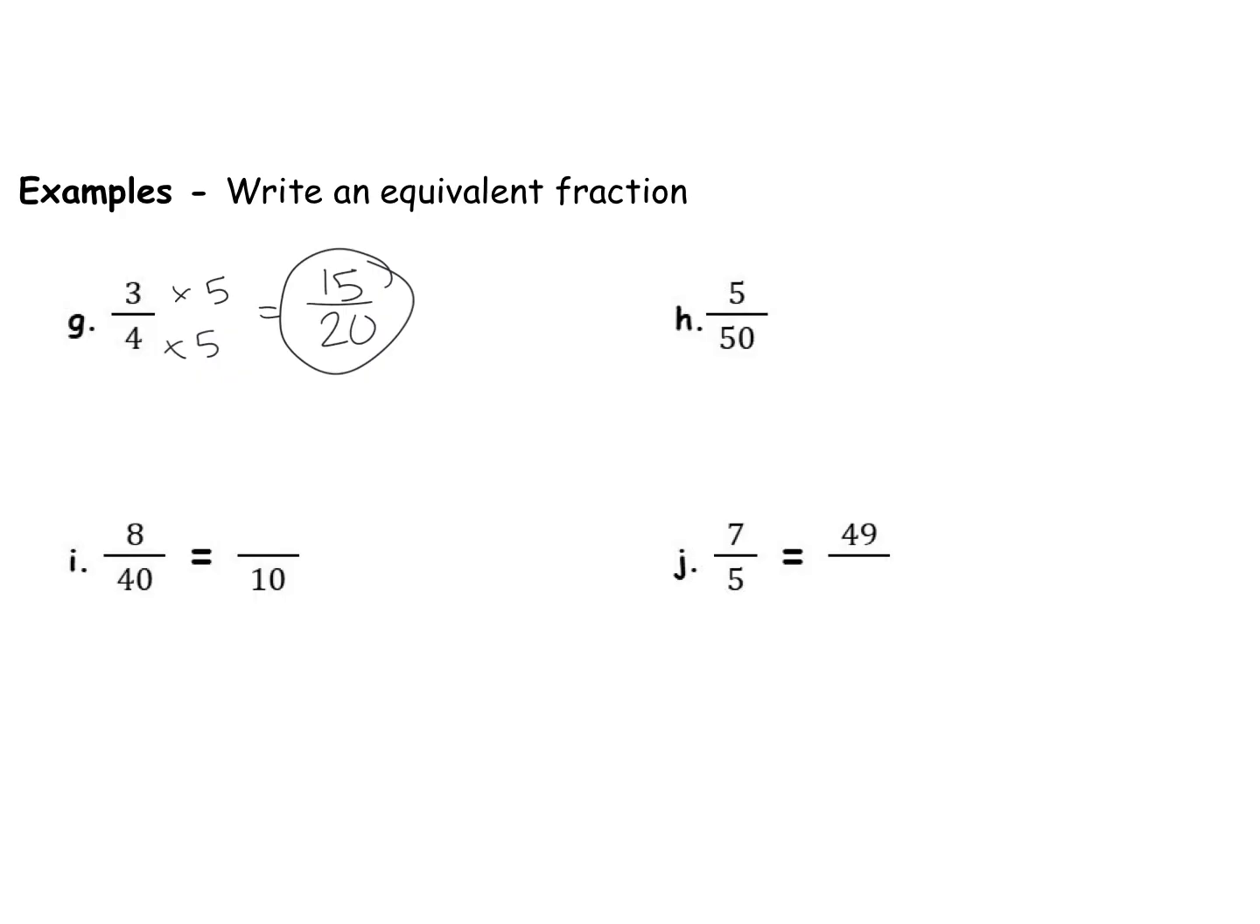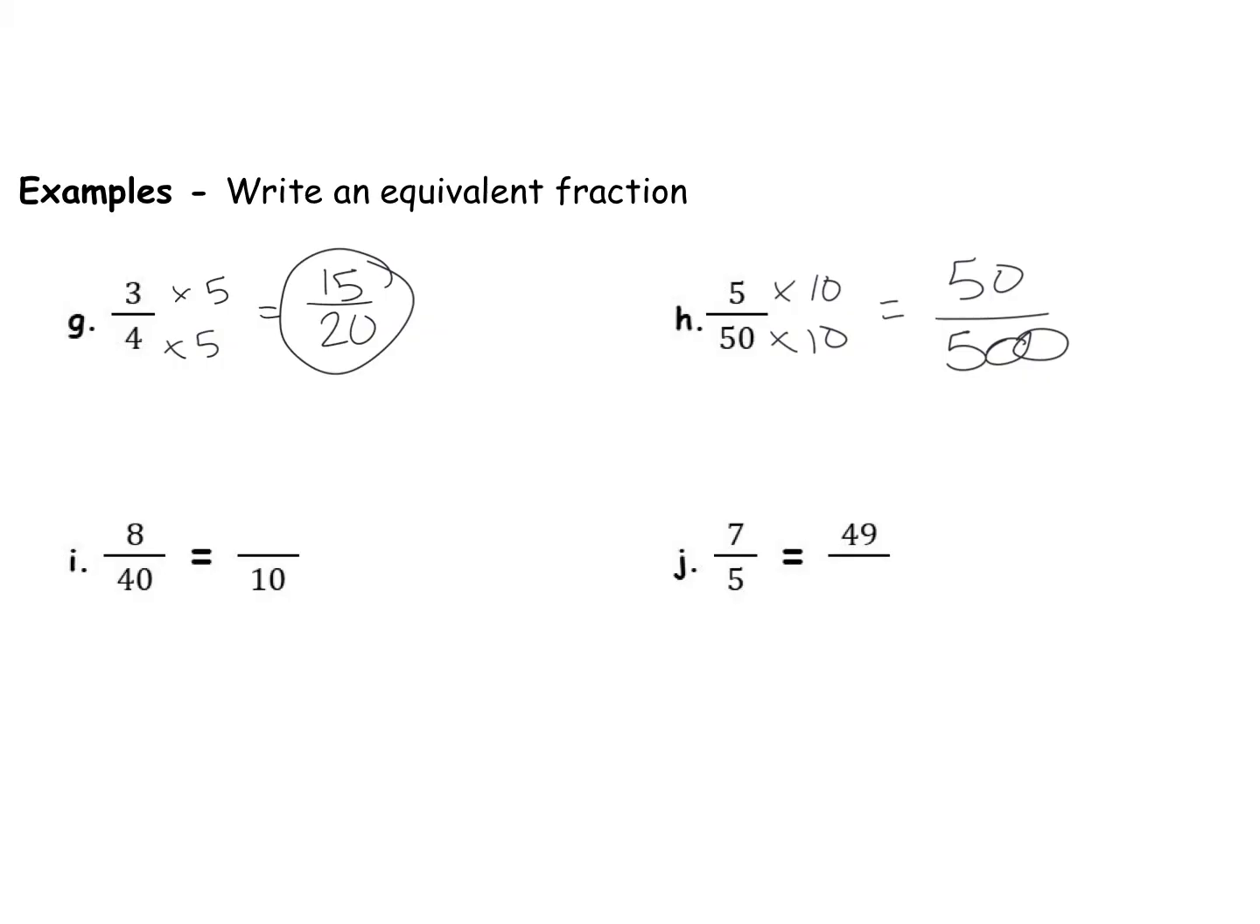Okay, same thing here. Let's multiply this one by 10. Times 10, times 10. You could choose any number to multiply by. I'm just choosing that. 5 times 10 is 50. 50 times 10 is 500. And if I were to divide it out, I'd still go back to 5 over 50.